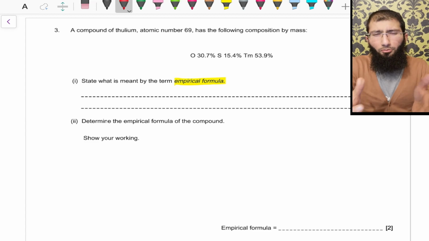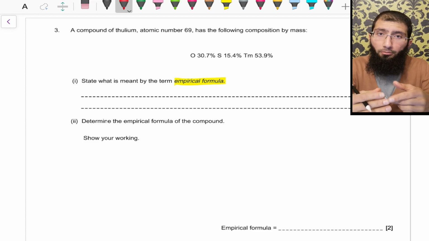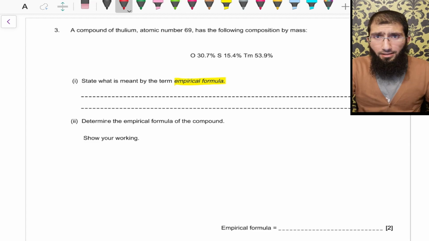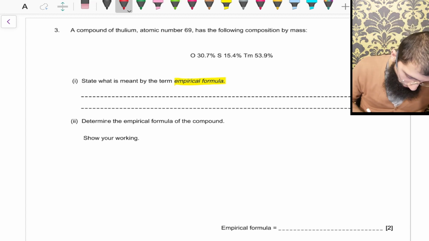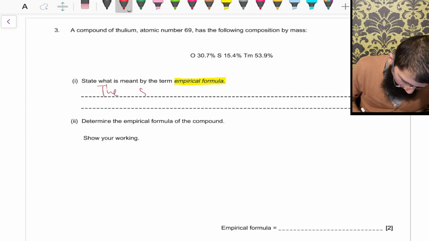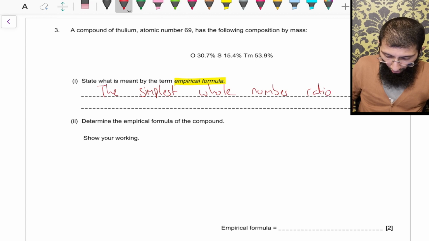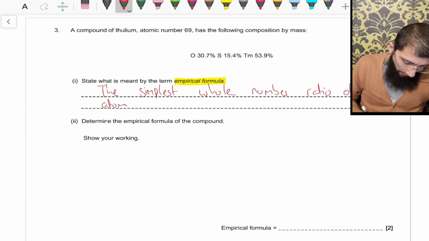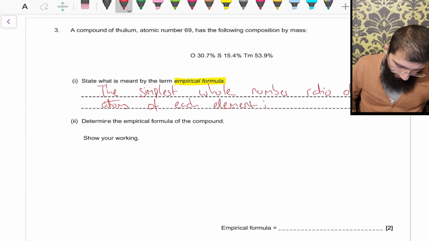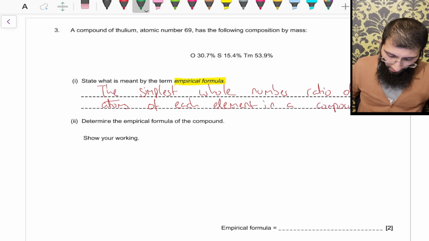Okay, so the empirical formula is the simplest whole number ratio of atoms of each element in a compound. So I'm just going to write that down. The simplest whole number ratio of atoms of each element in a compound, and that's going to give me the 1 mark right there.